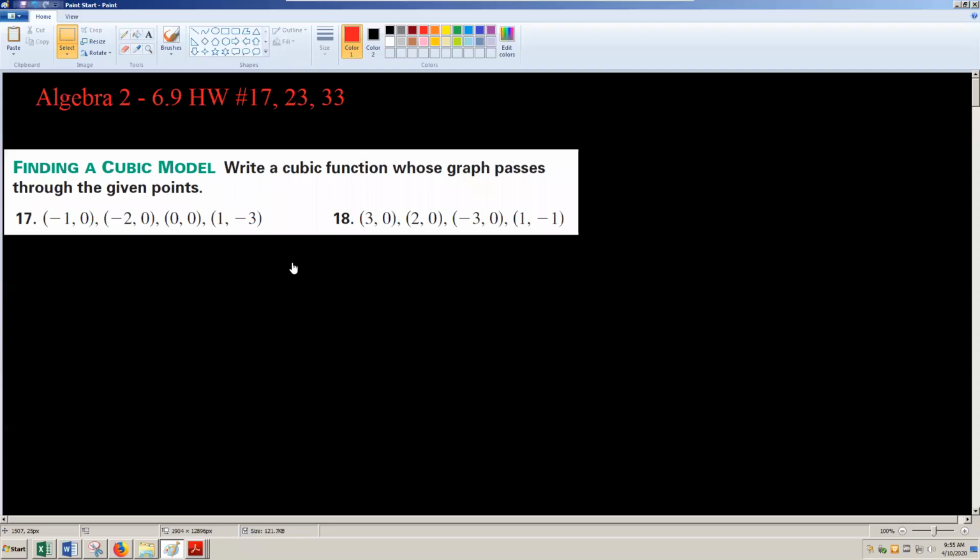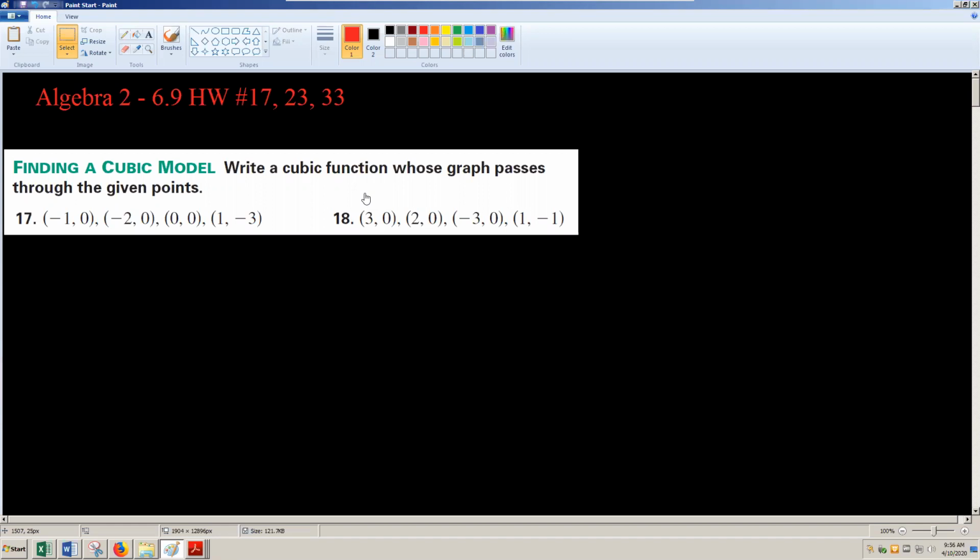All right, so we're going to go through chapter 6.9 here, and we're going to do homework numbers 17, 23, and 33. So really just grabbing one from each of the different sections within this homework. The first one here, we want to write a cubic function that passes through these given points. As soon as I am told I have a cubic function, as long as I have 4 or more points, I know I can determine what this graph will be based on that information.